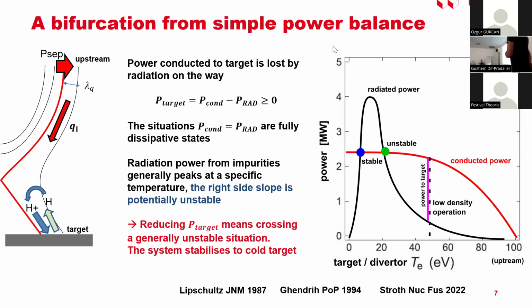That is stable because of the shape of the radiation function. Same argument as for the instability. So you see that if you want to reach this very cold plasma, you will eventually cross this unstable region and trigger a bifurcation. Let's call it a bifurcation. Okay. So that's a very simple principle of how to get something showing a transition in the divertor.